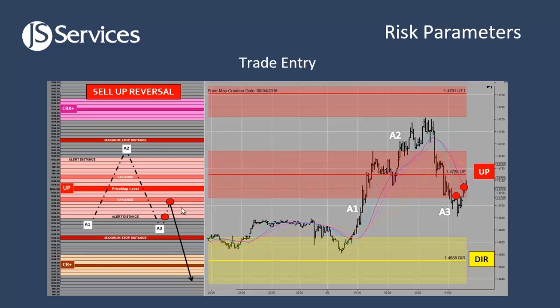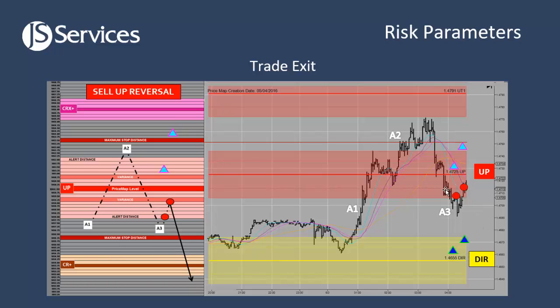Here's a live example where we have the market opening below the upside pivot, trading above through it, and then back below the upside pivot, generating a reversal signal where we can then place our entry orders at the alert distance and variance. After our entry, we can use the same metrics to place our stops and our limit targets.